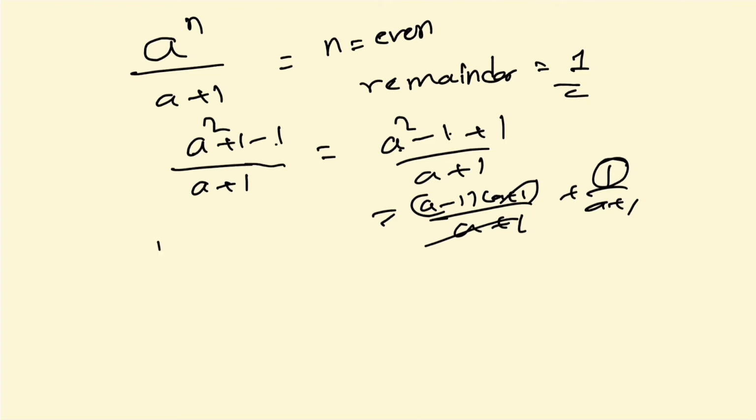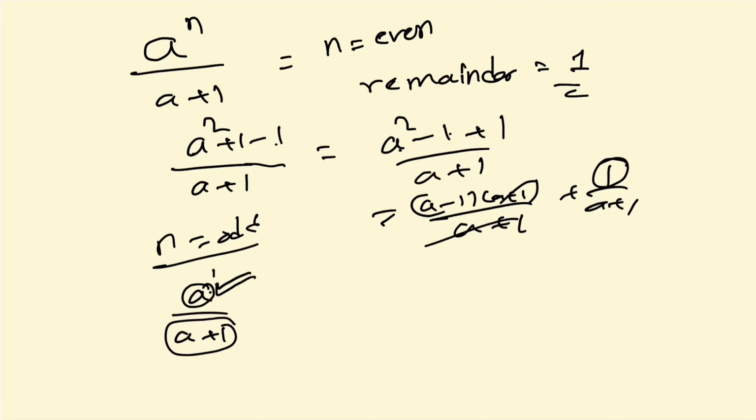Now if n is odd, just take some value, say a power 1 divided by a plus 1. As this number is lesser in value compared to a plus 1, it will be left as the remainder here. Hence the remainder is a.